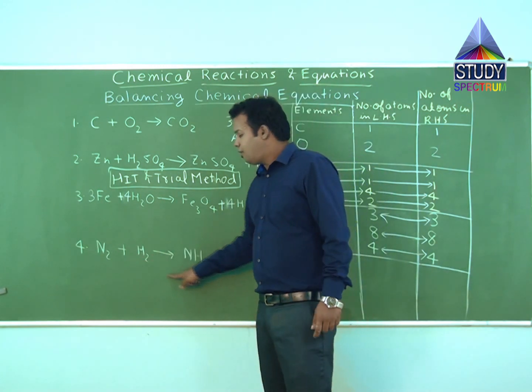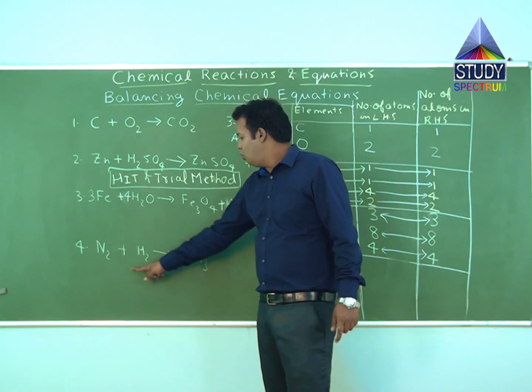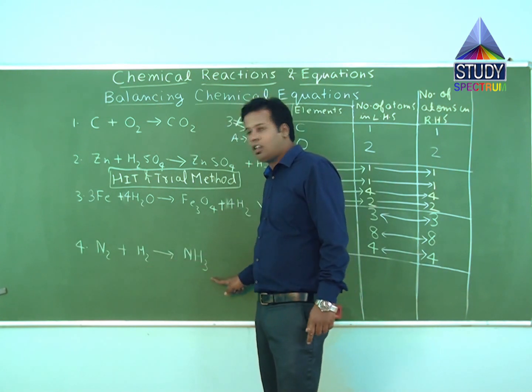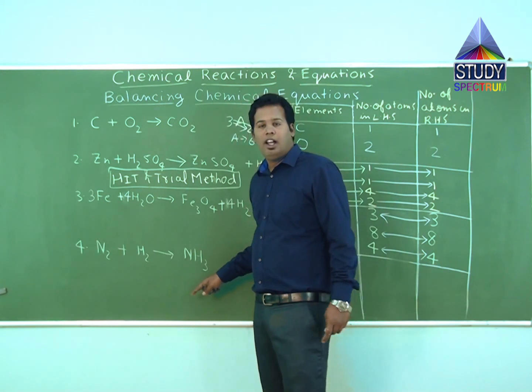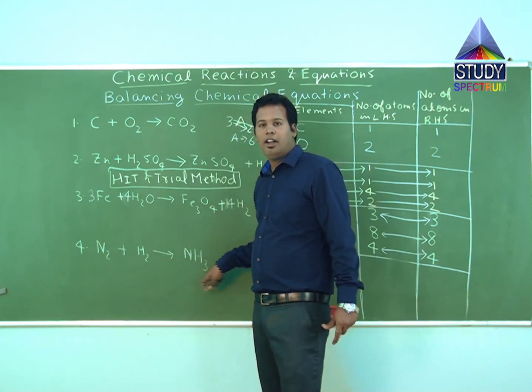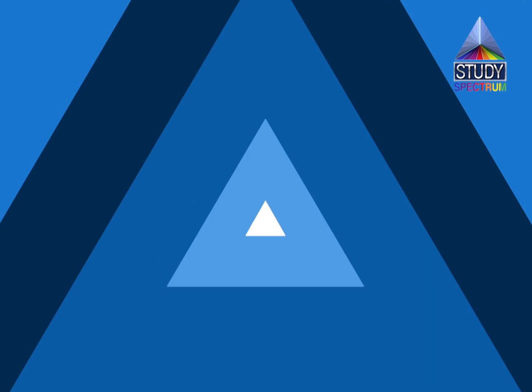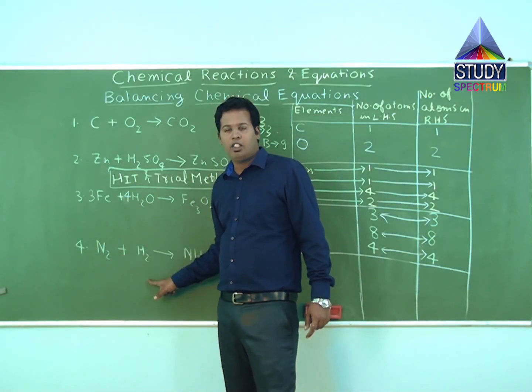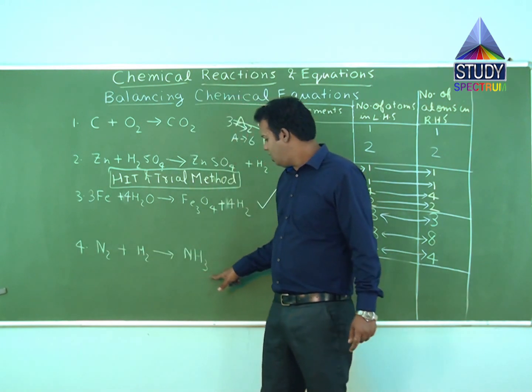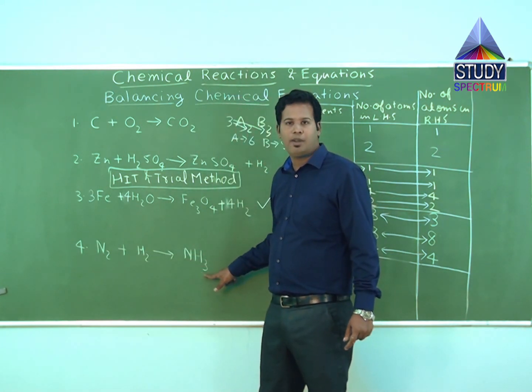Now, the fourth equation is N2 plus H2 gives NH3. Correct? So, let us see how many elements are there in LHS and RHS. If we see the LHS, nitrogen is present, hydrogen is present. If we see the RHS, nitrogen is present, hydrogen is present.